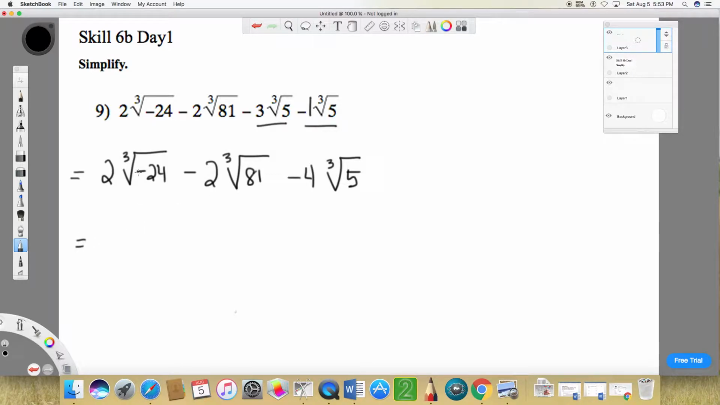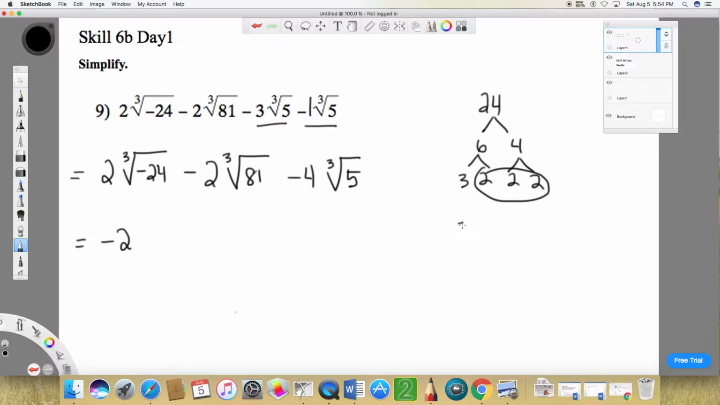We've seen before that if you have a negative symbol with an odd index, you can factor out, you can pull out that negative sign. So that's going to make that a negative 2. And now I'm just going to come over here and work with 24 and see if I can find a group of 3, because this is a cube root, not a square root. So I've got a 6 times 4, and I can write 6 as 3 times 2. I can write 4 as 2 times 2. And here I have a group of 3 right there.